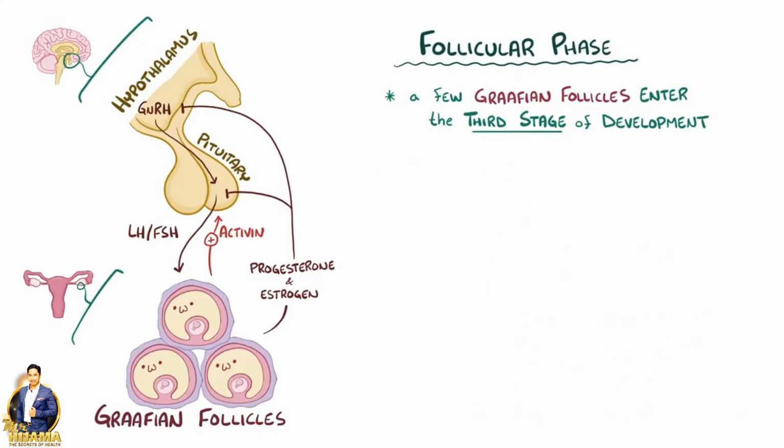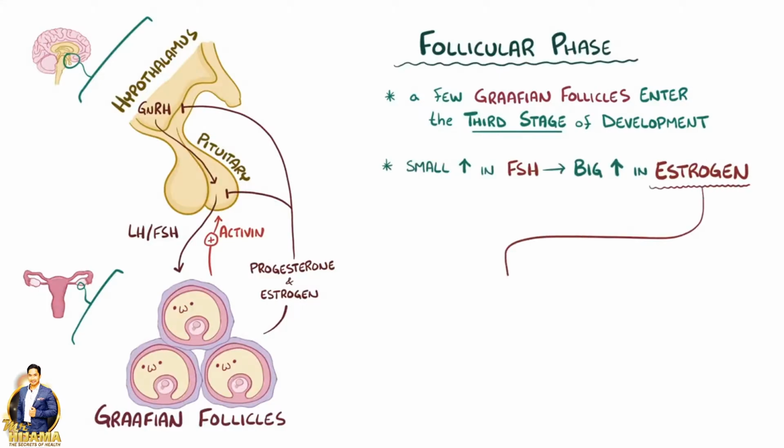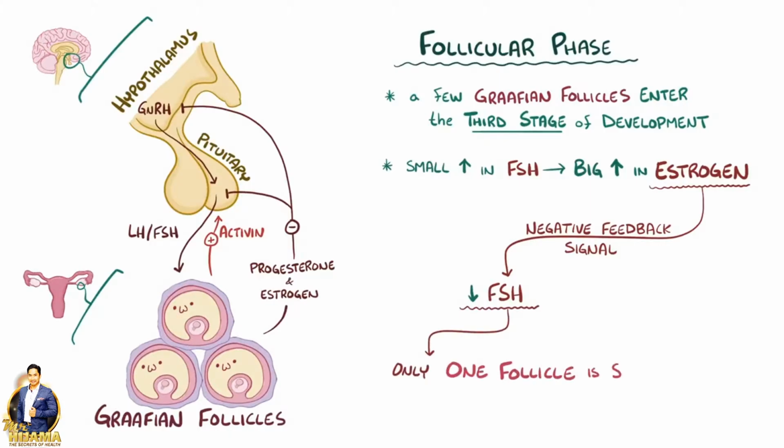So early in the follicular phase, a small rise in FSH leads to a large increase in estrogen. However, estrogen acts as a negative feedback signal. That is, it tells the pituitary to secrete less FSH and LH. Less FSH means that there is only enough left to stimulate one follicle.